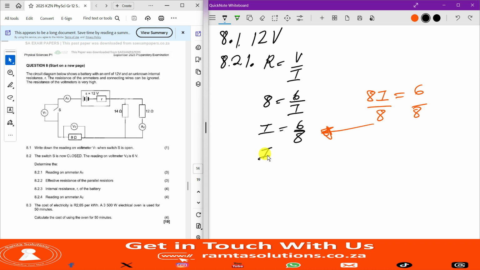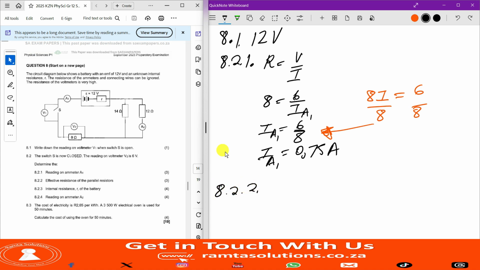Okay, so this is me being caring. Right. So now what is 6 over 8? This looks like 3 over 4. So it's 0.75 amperes. All right. So the total current flowing is 0.75 amperes. That's the current at ammeter A1. Perfect. This step here was not necessary. It was me wanting to show you how to get your answers. Let's go now.